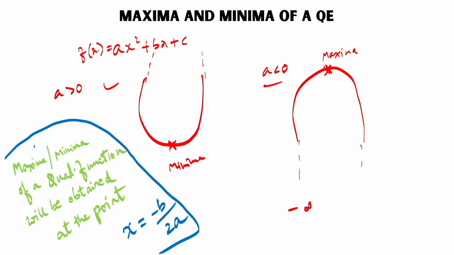And please remember this, the maxima or minima of a quadratic function will be obtained at the point x is equal to minus b by 2a. We will apply this concept in various problems so that you will be conceptually very clear. So at this point we'll get maxima or minima. If a is greater than 0 we'll get minima, if a is less than 0 we'll get maxima. At x is equal to minus b by 2a.